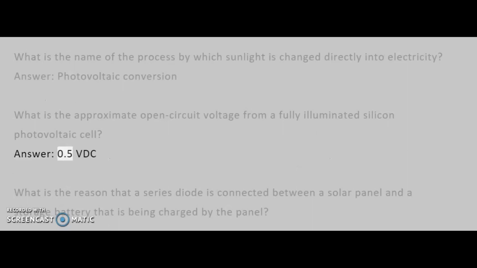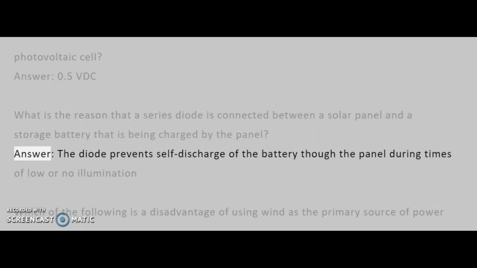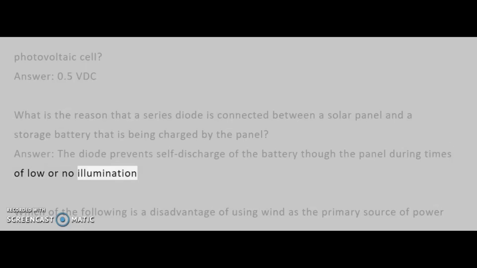What is the approximate open circuit voltage from a fully illuminated silicon photovoltaic cell? Answer: 0.5 VDC. What is the reason that a series diode is connected between a solar panel and a storage battery that is being charged by the panel? Answer: the diode prevents self-discharge of the battery through the panel during times of low or no illumination.